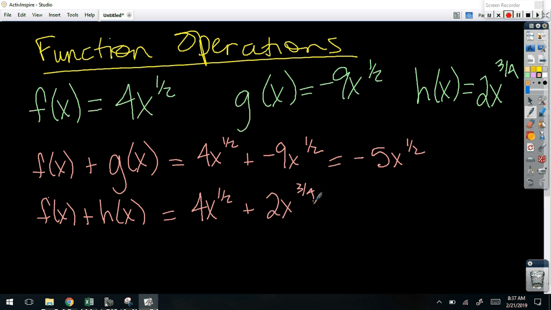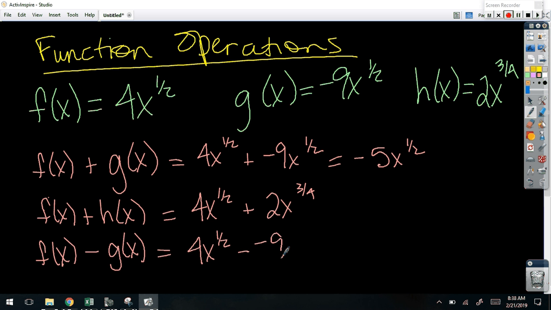What if I subtracted them? So what if I said, what is f of x minus g of x? Same thing, right? 4x to the 1/2 minus negative 9x to the 1/2. And so I'm looking for like terms. I know I'm not delving too deep into this, and if you need me to do more, tell me.